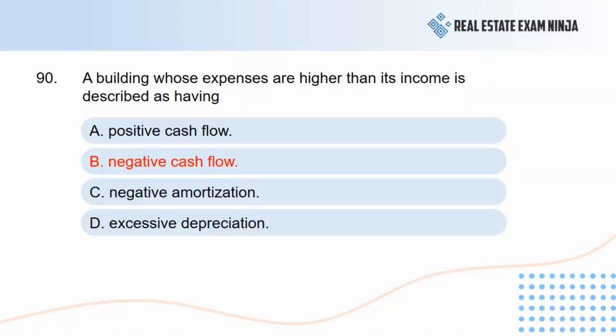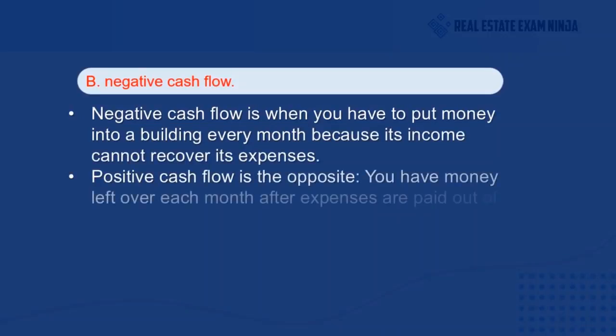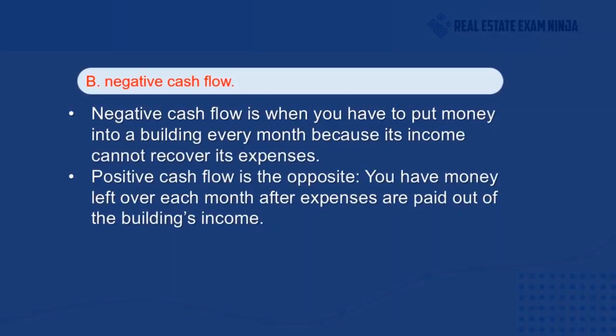The correct answer is B. Negative cash flow is when you have to put money into a building every month because its income cannot recover its expenses. Positive cash flow is the opposite. You have money left over each month after expenses are paid out of the building's income.